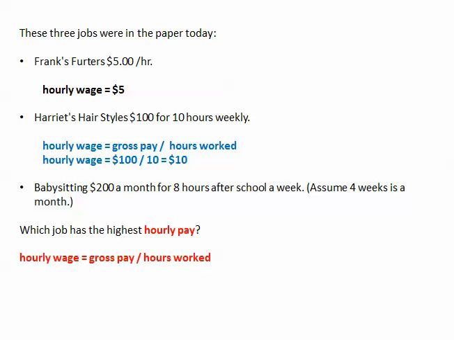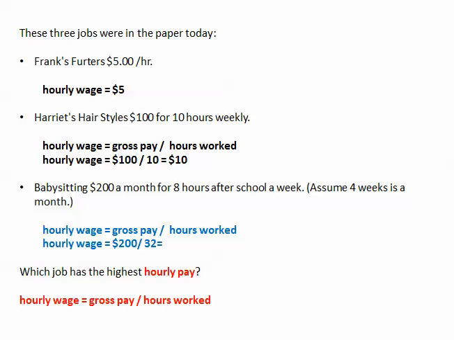Let's figure out babysitting. So babysitting, again, we're going to have to use our formula. Hourly wage is gross pay divided by hours worked. And I think that this babysitting was the toughest one for a lot of you guys. Gross pay is $200. That's pretty straightforward. What about hours worked? It's not 8 because that $200 that you made is for a whole month. So you need to figure out how many hours you worked in a whole month. It's 8 hours a week, 4 weeks a month. So the number of hours you worked for those $200 is 8 times 4, which is 32. So your hourly wage for babysitting is $200 divided by 32, which is $6.25.